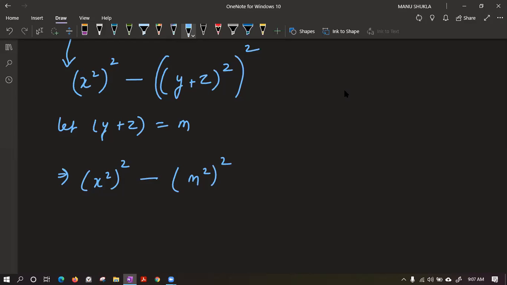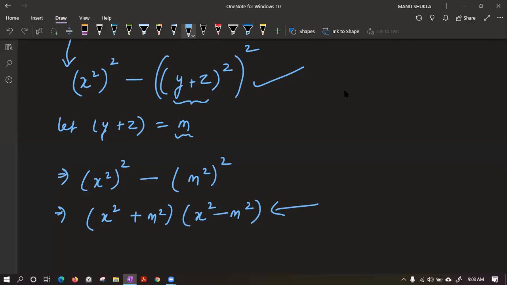Is this clear to everyone? I can solve the question in this way also, but just to make it easy for you, I am going for substitution, because dealing with two terms together will be tough for you. That is why I have taken it as a single variable m. Now we can say the answer is x square plus m square into x square minus m square.